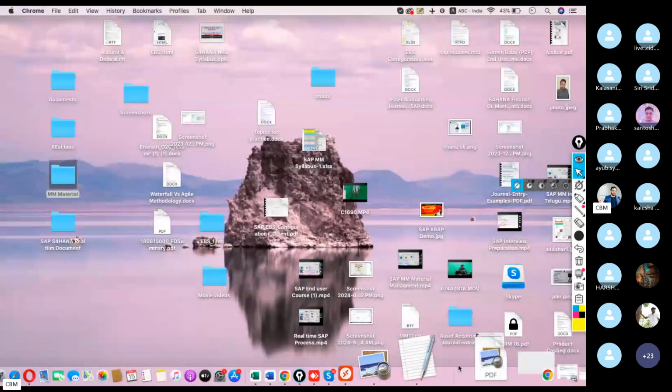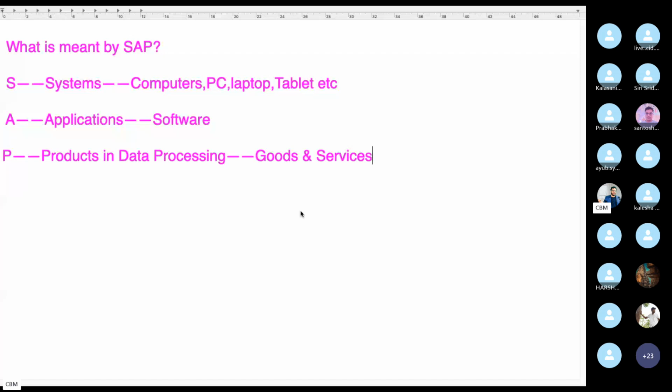Now tell me what SAP generally does. SAP captures entire information regarding goods and services and stores it in the database. SAP is one of the important databases.